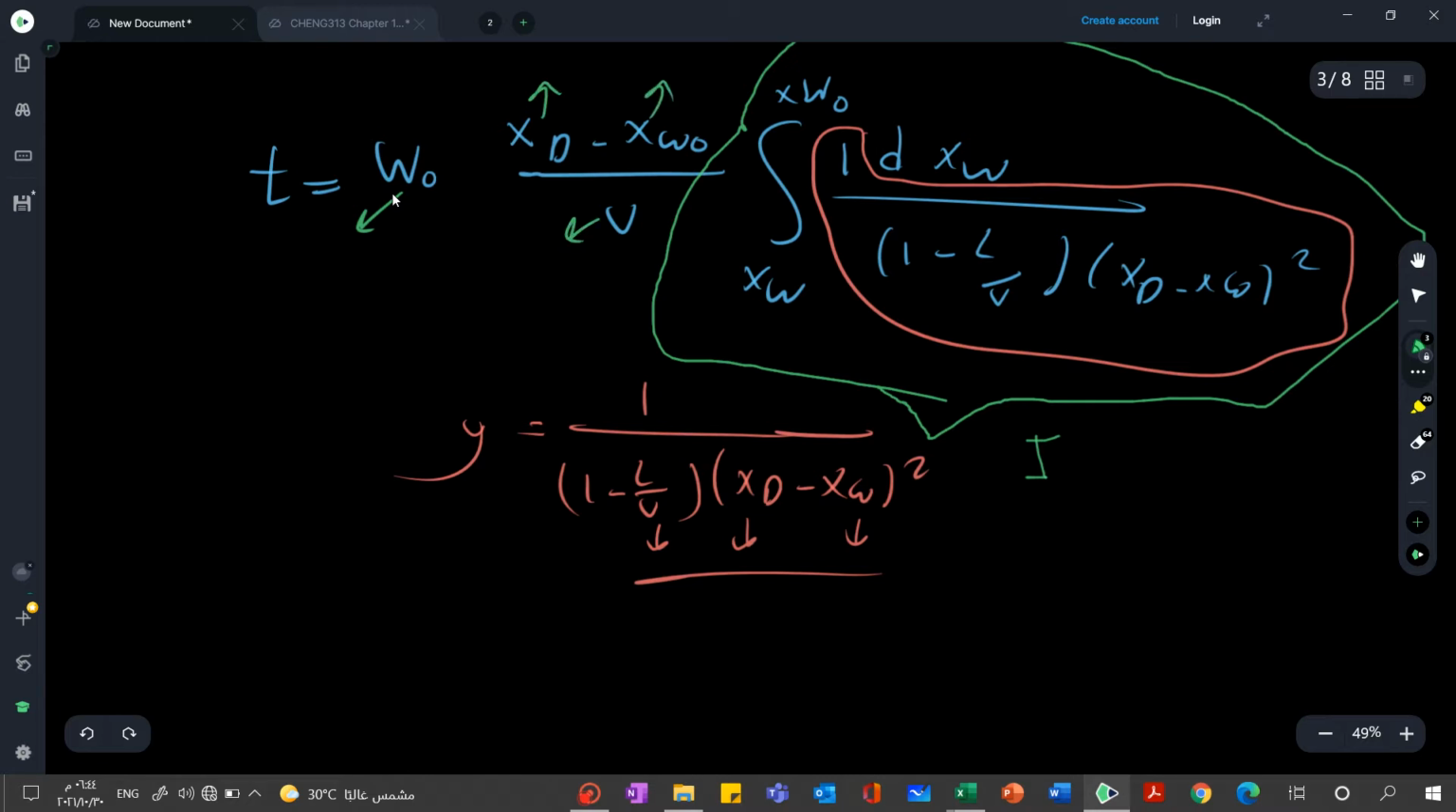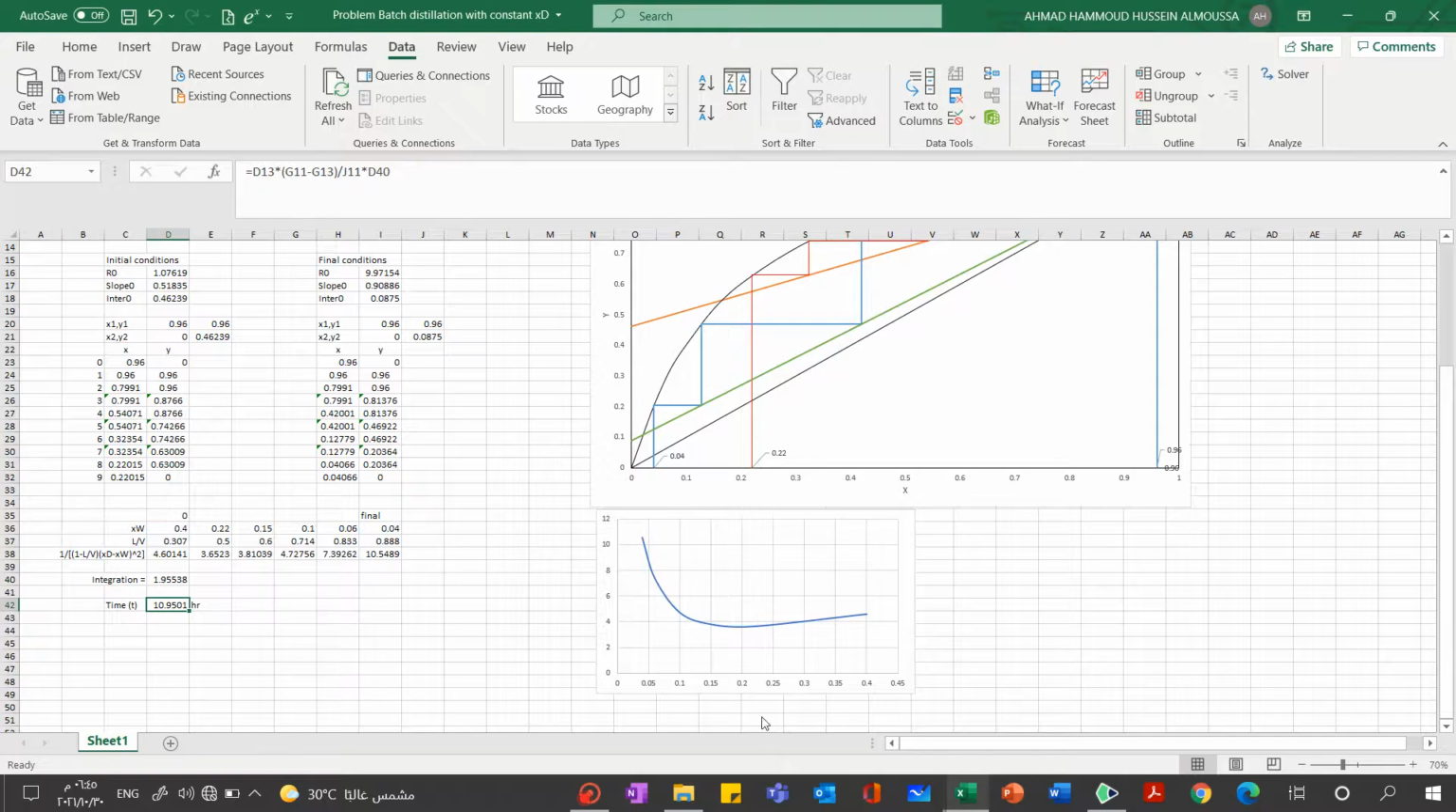This is 100, this is 0.96, I think, this is 0.4, and this is 10, and calculate the t, which the Excel sheet also provides for us as the answer: 10.95.